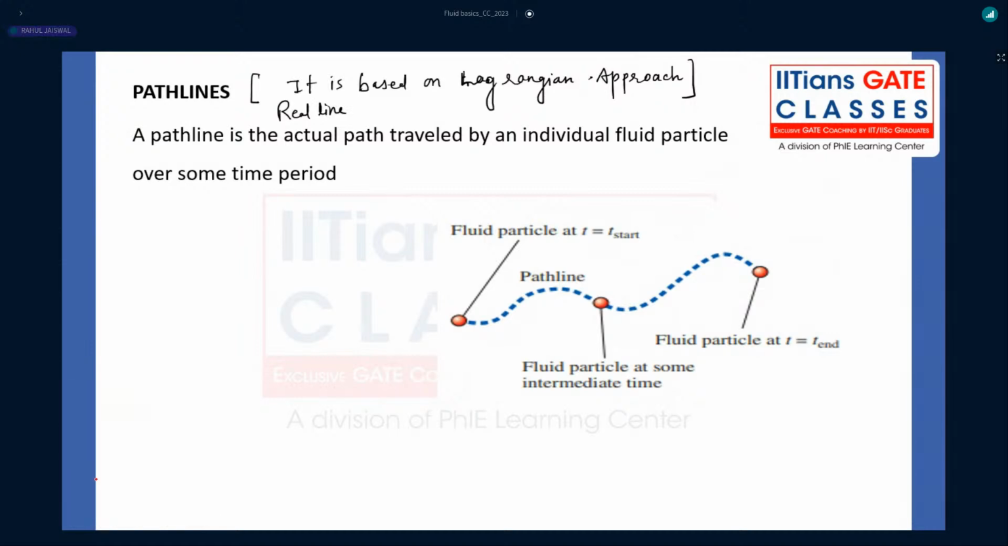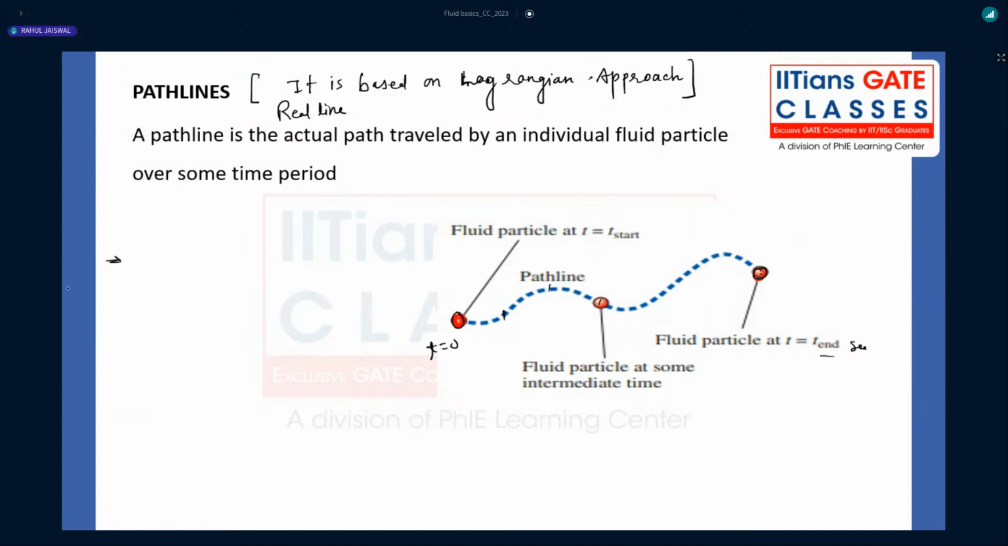Now, a path line is the actual path that is traveled by an individual fluid particle over some time period. Suppose a particle is traveling from here to here. Suppose you take a camera and make a video of the particle at time t equal to 0, at t equal to 1 second, 2 seconds, 3 seconds, and at time t, what is the position of the particle? When you trace this path, it gives the history of a single, individual fluid particle over some time period. That line will be called the path line.